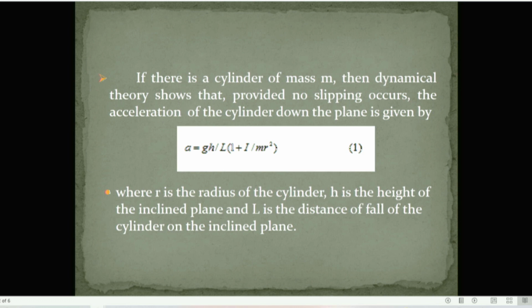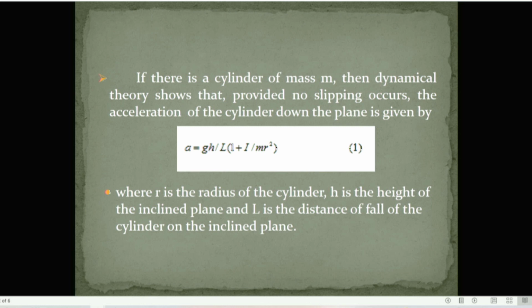If you have a cylinder of mass m, then dynamical theory shows that, provided no slipping occurs, the acceleration of the cylinder down the plane is given by the expression in equation 1. That is, a equals g h divided by L into 1 plus I over m r squared. Actually, that capital I is the moment of inertia that you want to obtain.